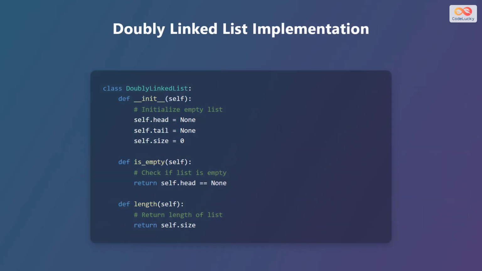Let's see how to implement a doubly linked list in Python. We define a class called DoublyLinkedList. The constructor initializes an empty list by setting the head and tail to None and initializing the size to 0. The isEmpty method checks whether the list is empty by verifying if the head is None. The length method returns the number of elements in the list, which is stored in the size variable.